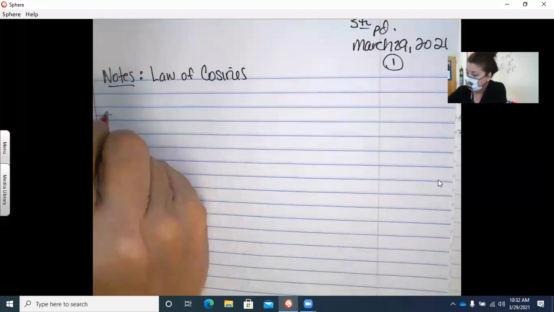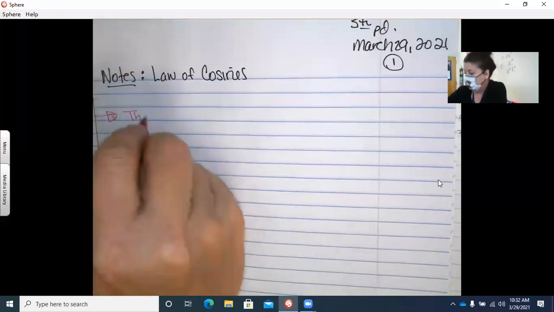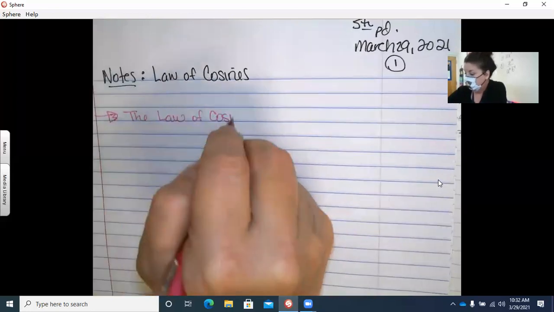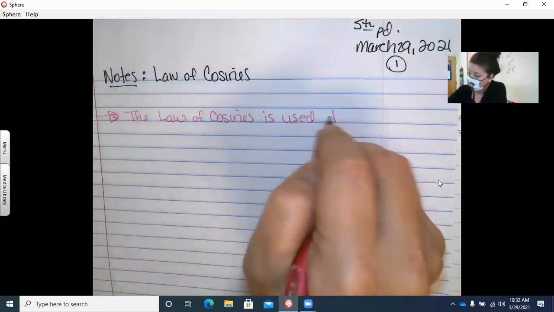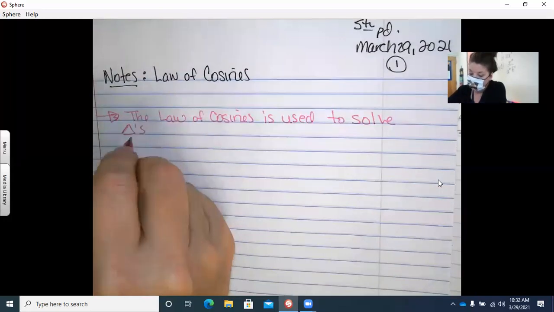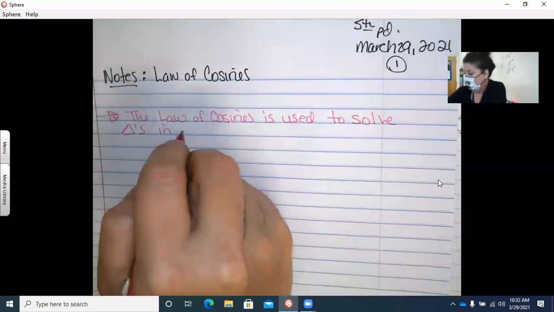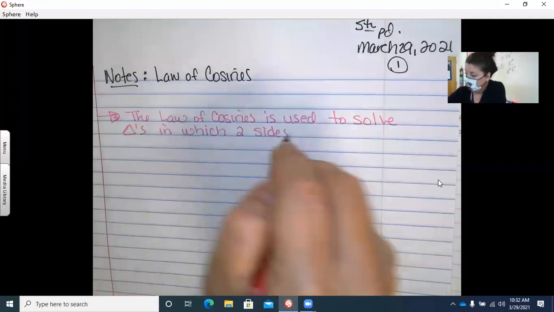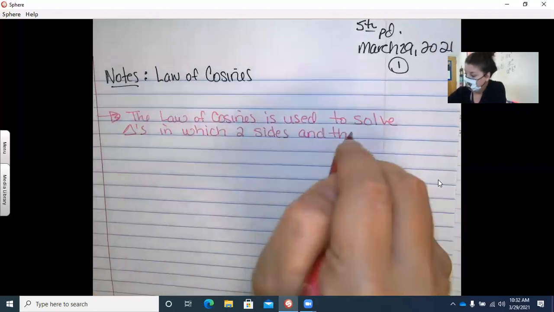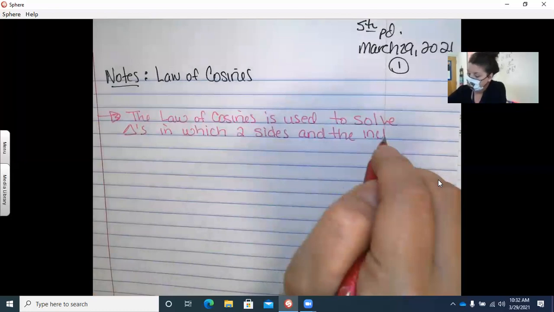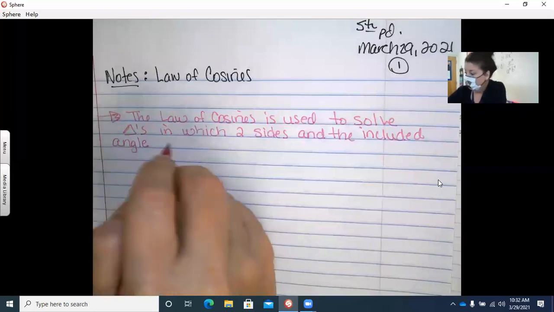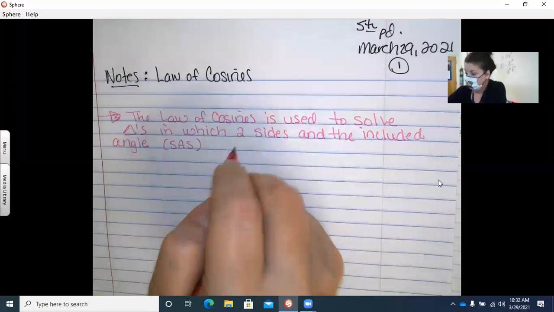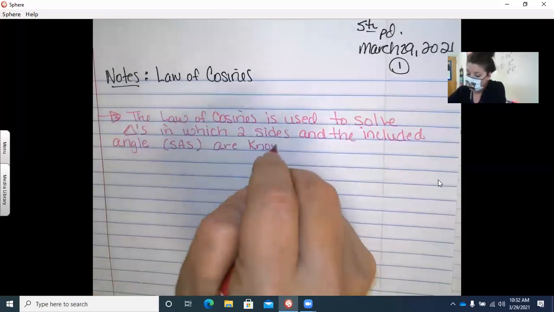And the law of cosines is used to solve triangles in which two sides and the included angle, which we call side angle side, are known, or those in which three sides are known.